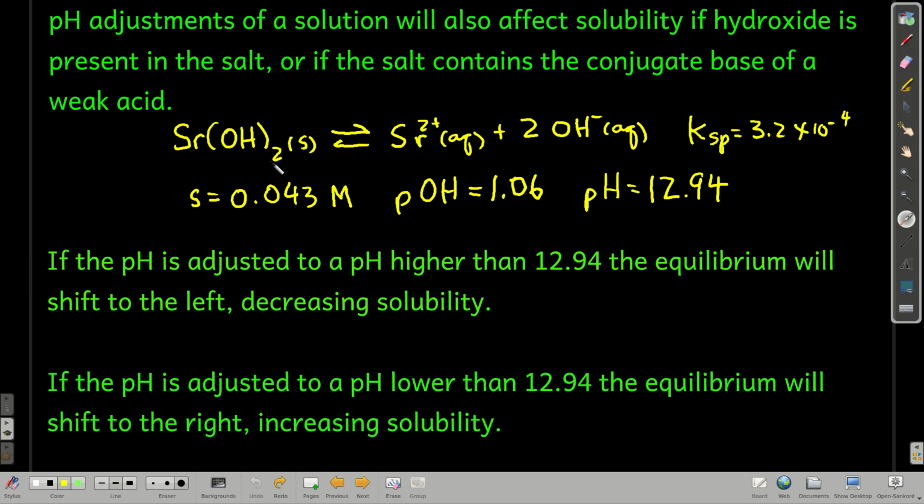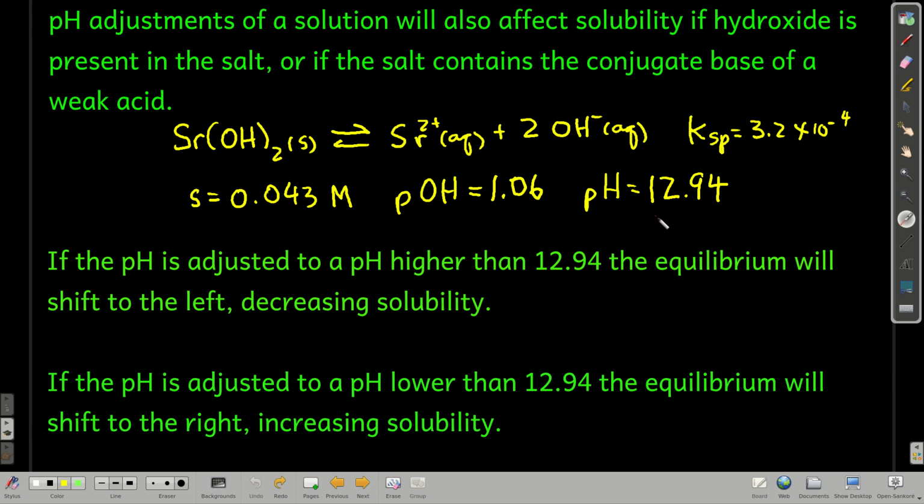Strontium hydroxide certainly contains hydroxide, and its Ksp ends up being about 3.2 times 10 to the minus 4th. If we calculate the solubility just like we've been doing, we get the solubility is 0.043 molar, and 2 times the solubility will be the concentration of hydroxide. So if we take the negative log base 10 of that, we get the pOH, 1.06, which means the pH, 14 minus the pOH, is 12.94.